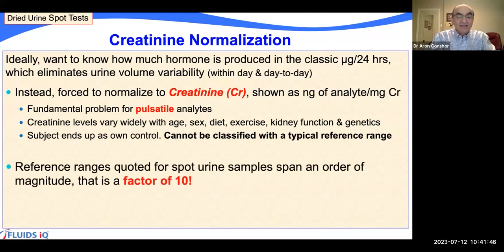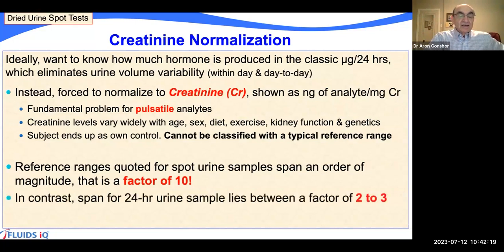And sure enough, what do we find? That the reference ranges which are quoted for spot urine samples span an order of magnitude. You're ready for this? A factor of 10. And by the way, if you look at all the different labs, I'm not mentioning any labs. There are a whole bunch of labs that have jumped on the dried urine analysis. And if you really start looking at their reference ranges, and if they're being very forthright, it has a very high range, almost to a point where it's not useful at all, to say the least. In contrast, the reference range span for a 24-hour urine sample lies in what you normally expect, which is a factor of 2 to 3.